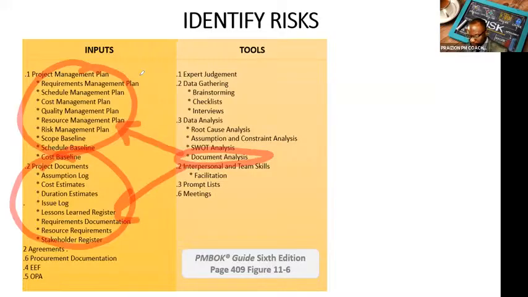So it says uncertainty or ambiguity in project documents, as well as inconsistencies within a document or between different documents, may be indicators of risk on the project. So we want to uncover all of that.